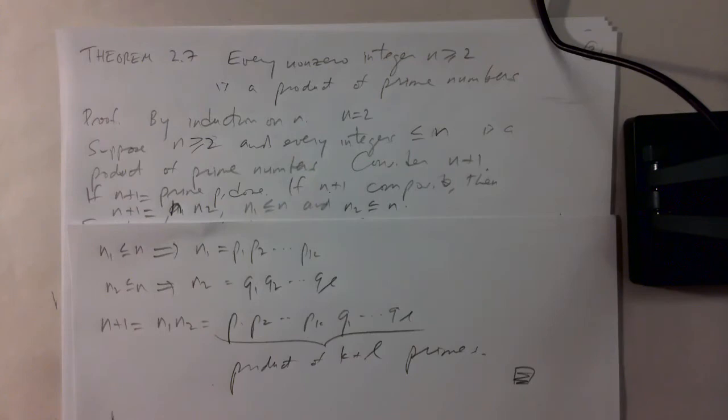by induction. Take an integer. Suppose every number up to a million is a product of primes. Take 1,000,001. If it's a prime, we're done. If it's not a prime, it factors. And each factor is less than 1,000,001. So each factor is a product of primes. You concatenate them and you have your result.